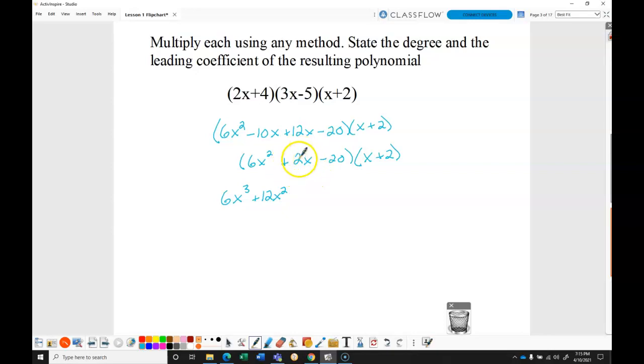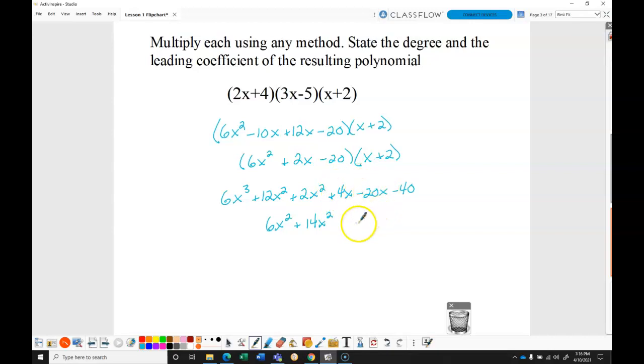And then I move to the 2x. 2x times x is 2x squared, and 2x times 2 is 4x. I'll move on to the negative 20. Negative 20 times x is negative 20x, and negative 20 times 2 is negative 40. So I can combine my like terms. I only have one x cubed term, so I'm going to write that. I have two x squared terms, and I'm going to add them together. So that gives me 14x squared. I have two linear terms, and I'll add them together.